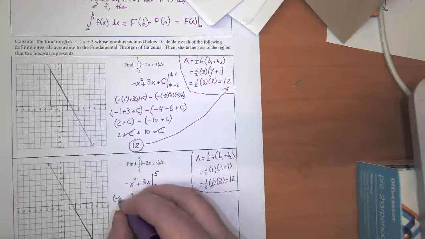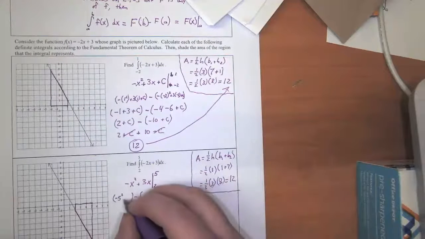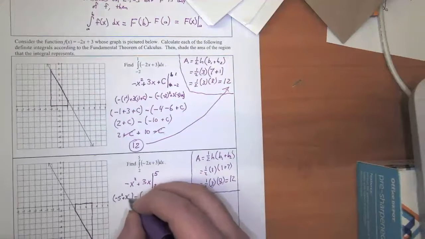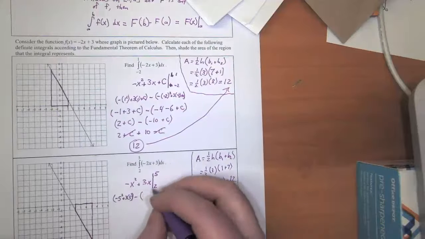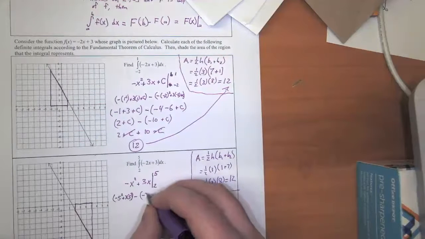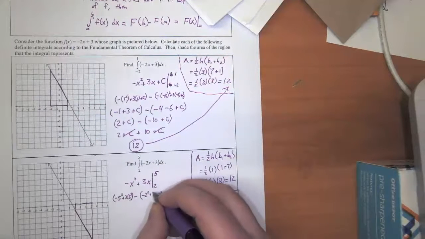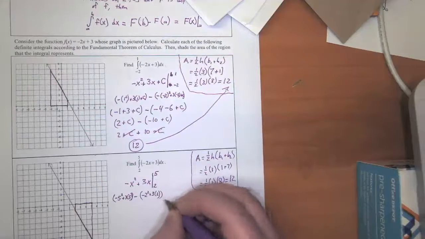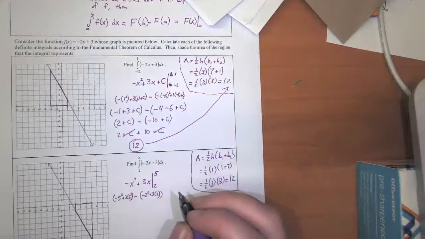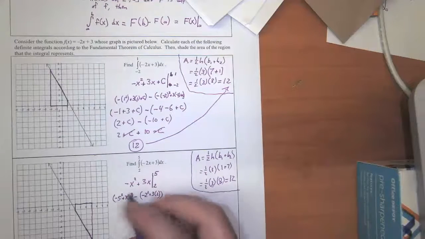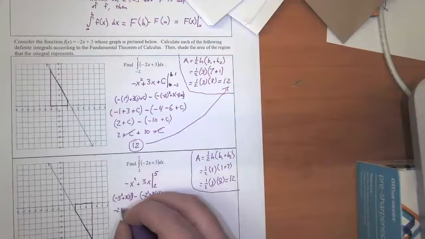All right, so this is equal to negative 5 squared plus 3 times 5, minus negative 2 squared plus 3 times 2. Okay, and so negative 5 squared is negative 25.